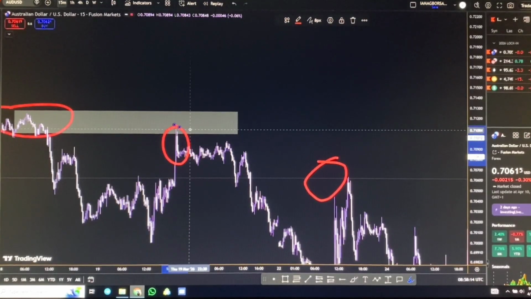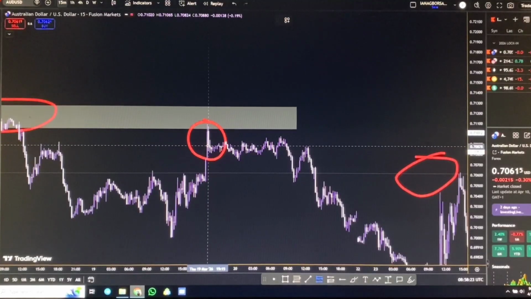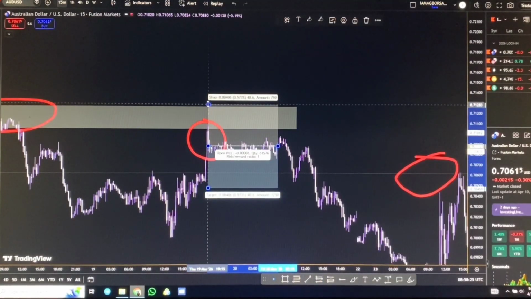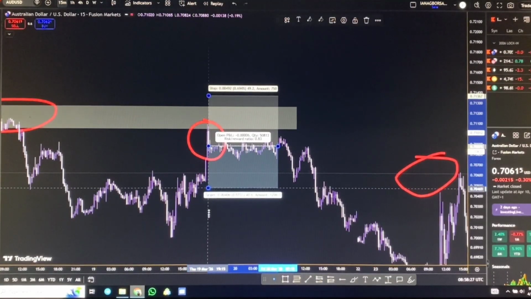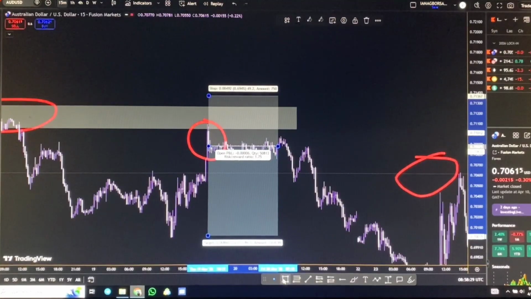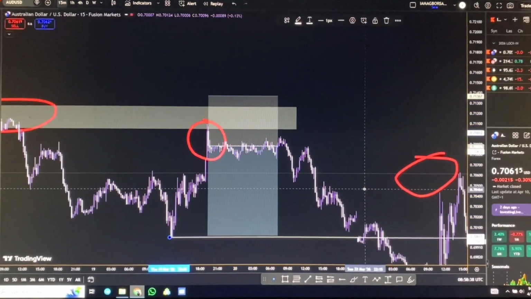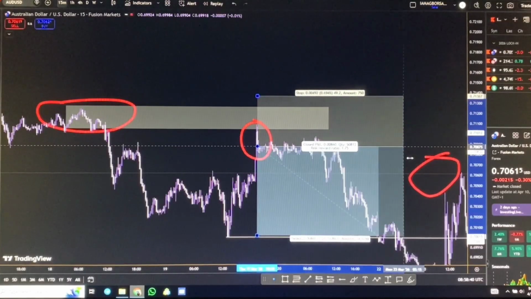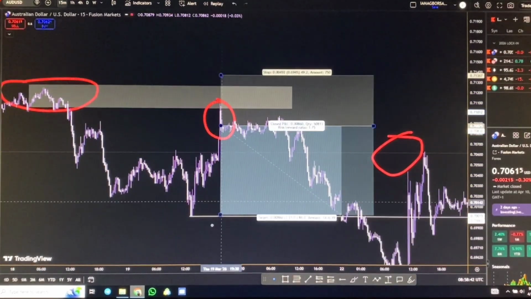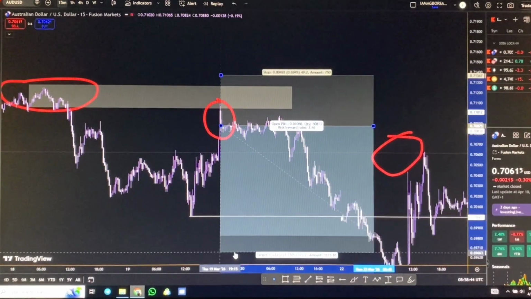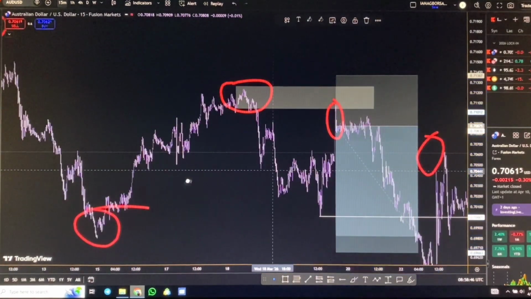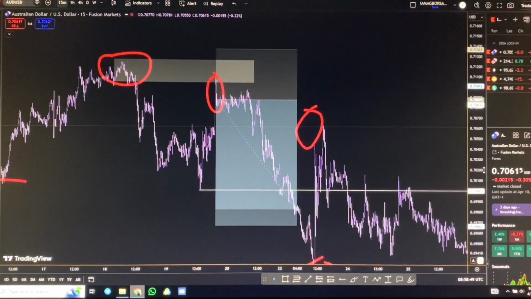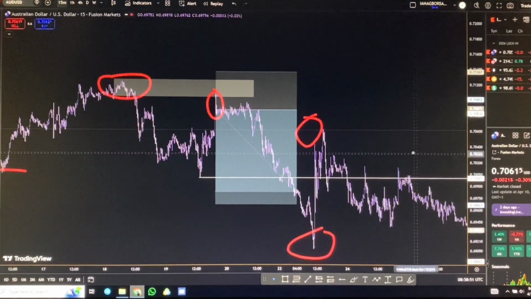Now with that confirmation, you can jump in on the sells, stop loss just above the range, and you're targeting the recent resistance level, which is this point, or even holding the trade down, right, depending on how patient you are in the market. And you can see, pretty much simple and easy to identify, guys.